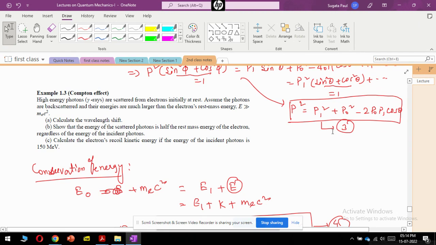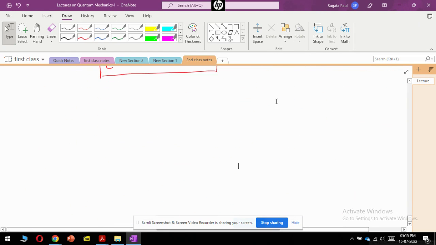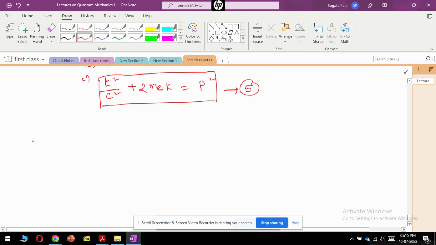Now we'll just equate these two equations, 3 and 5, because both of them have p² on the right hand side. So we'll have K² by c² plus 2 m_e K equal to p0² plus p1² minus 2 p0 p1 cos theta.